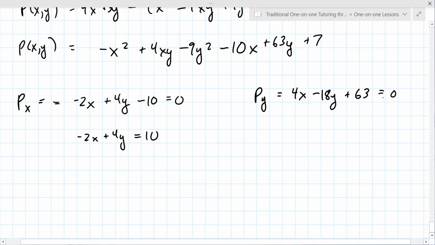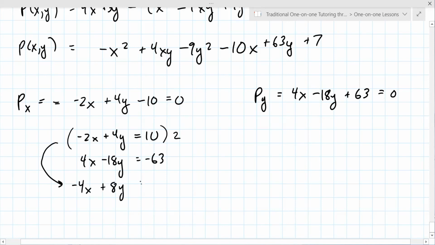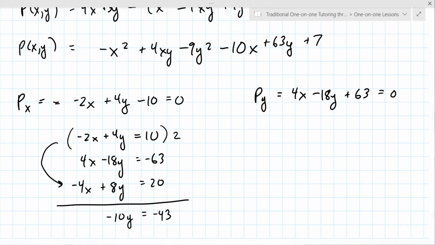And then I'm going to do the same thing here because actually it's just a nice system this time, where if I multiply the first equation by 2, put it down here, you're solving a now. Minus 4x plus 8y equals 20. Add the equations together. Minus 10y equals negative 43. Ooh, that's not so good.